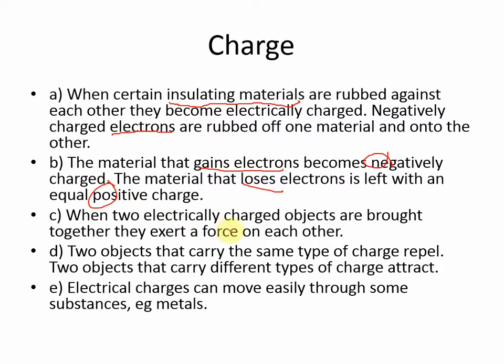When two electrically charged objects are brought together, they exert a force on each other. So if they're the same type of charge, they repel. And if they have different charges, so if one's positive, one's negative, then they attract. These are all things that you know.